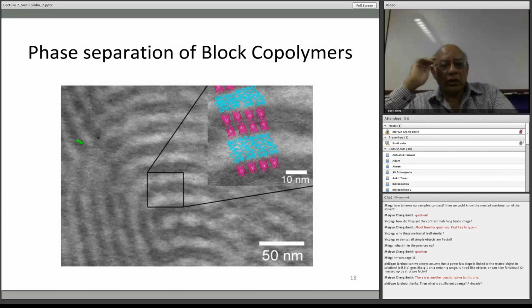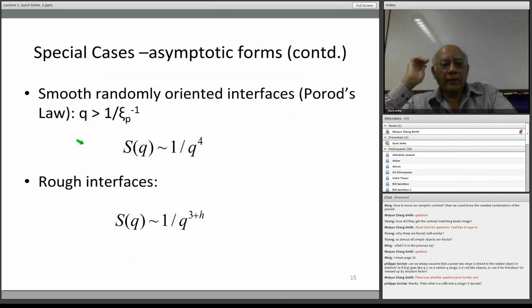Okay, so let me go back to that equation. So here, I think you're talking about this exponent h. We call this the roughness exponent. And it's actually related to the surface fractal dimension as well. It's 3 minus the surface fractal dimension. So if you've got a rough surface, you can also think of it as a surface fractal over some range, with surface fractal dimension 3 minus the roughness exponent h. So that'll give you 1 over q to the 6 minus d surface, which is what I had before.